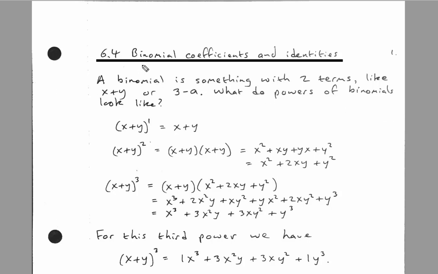6.4 Binomial coefficients and identities. A binomial is something with two terms, like x plus y or 3 minus a. So just two things connected with an addition or subtraction.